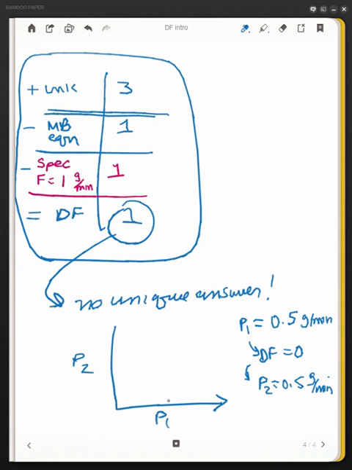So if we were to plot this solution, it's going to look something like this. If P2 is 1, P1 is 0. So this would be the solution. And so if you have a degree of freedom of 1, you can actually plot the solution like this. All right, so now we're going to go slightly more complicated.